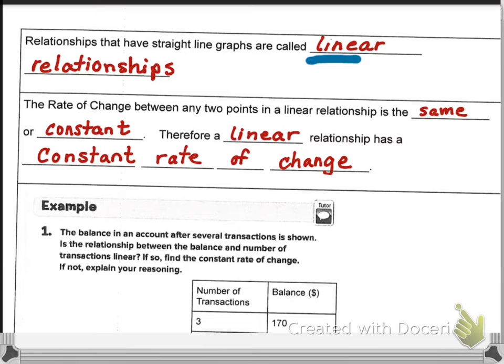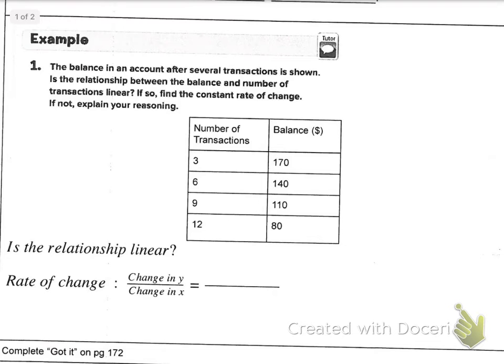So we're going to take a look at example 1. In this example, we're looking at the balance in a bank account after several transactions. This is an input-output table. Your input, when you see that, is on the left. That's your X value. Your output is your Y value. And transaction just means you go to the bank and you do something. So a transaction is something you're doing at the bank.